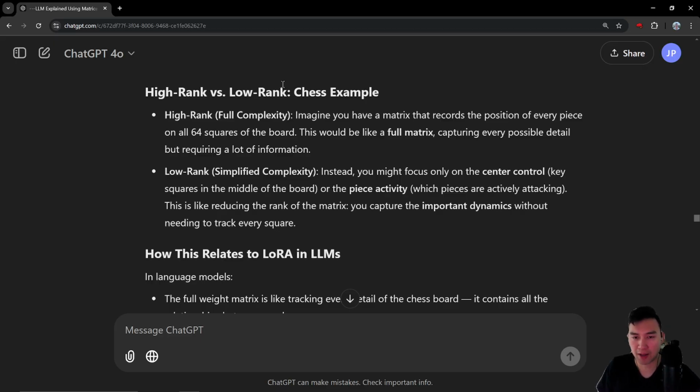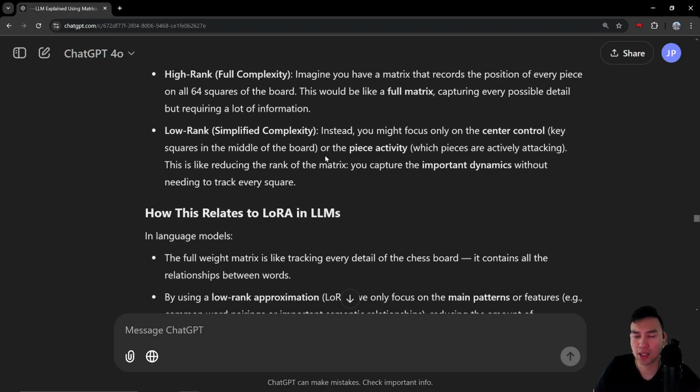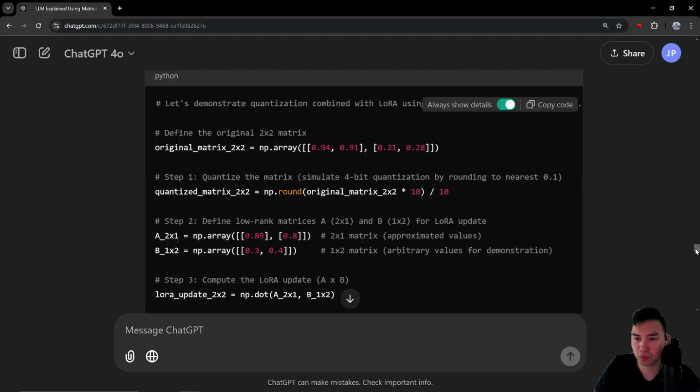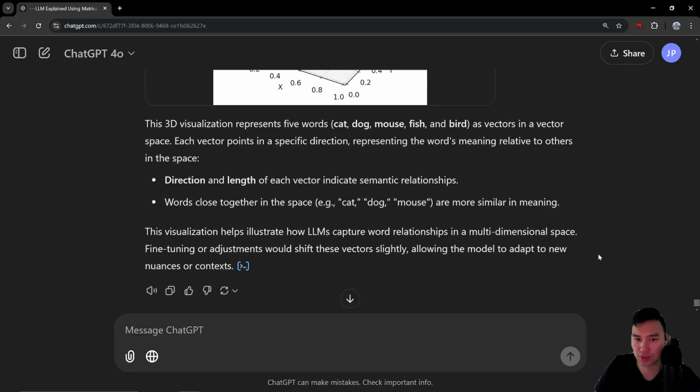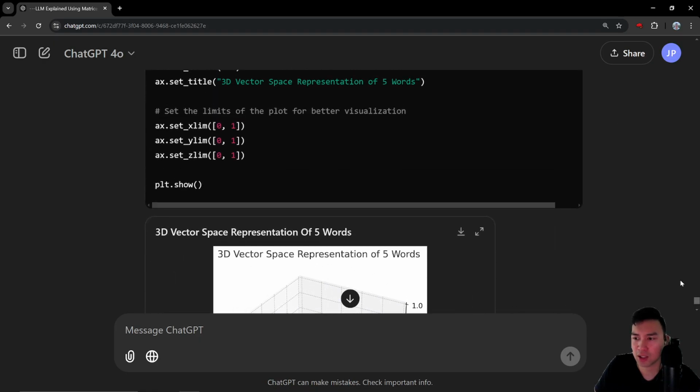But by focusing on those, because they're so important, it's okay for the image to be a little bit more blurry. Imagine you're going from a 4K image down to a 1080p image. You still kind of get the same information, just at a lower resolution. That kind of is how the quantization and the low rank adaptation works. So you'll see that shortly here.